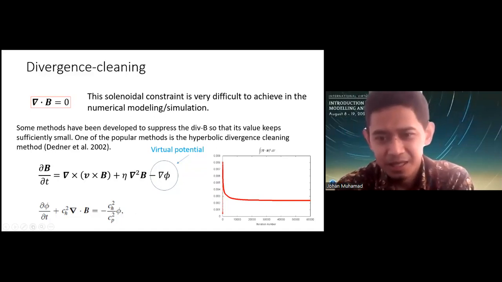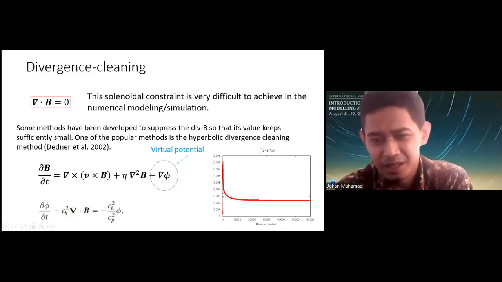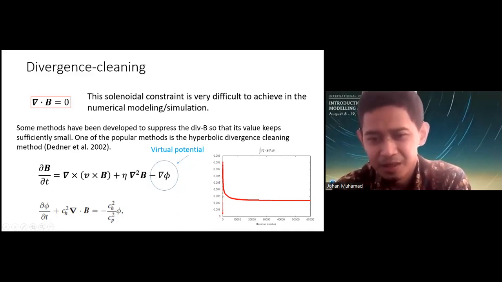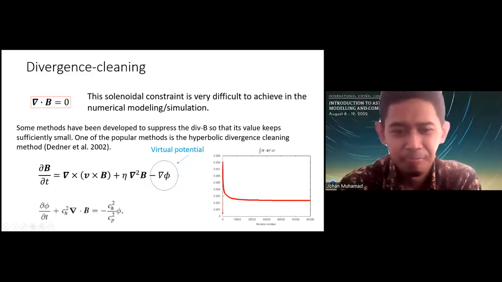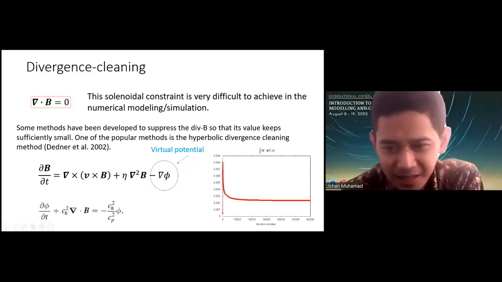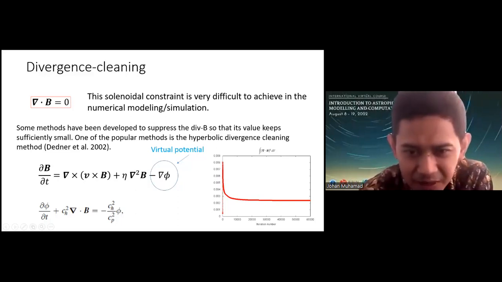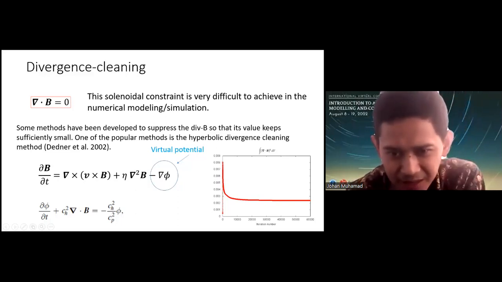So you must always check the value of divergence B. One method is that you add all the divergence B in your system, integrate it in a volume, then you can see whether this divergence B converges to a very small value or not. If you check this value and you see that the divergence B is very big, even bigger than 1, then that's the problem. So you must be very careful about this.